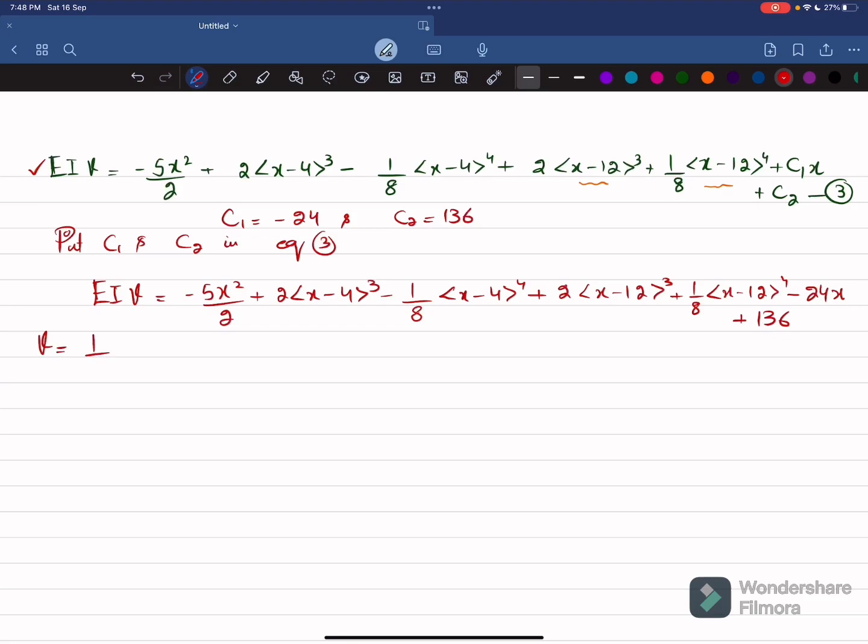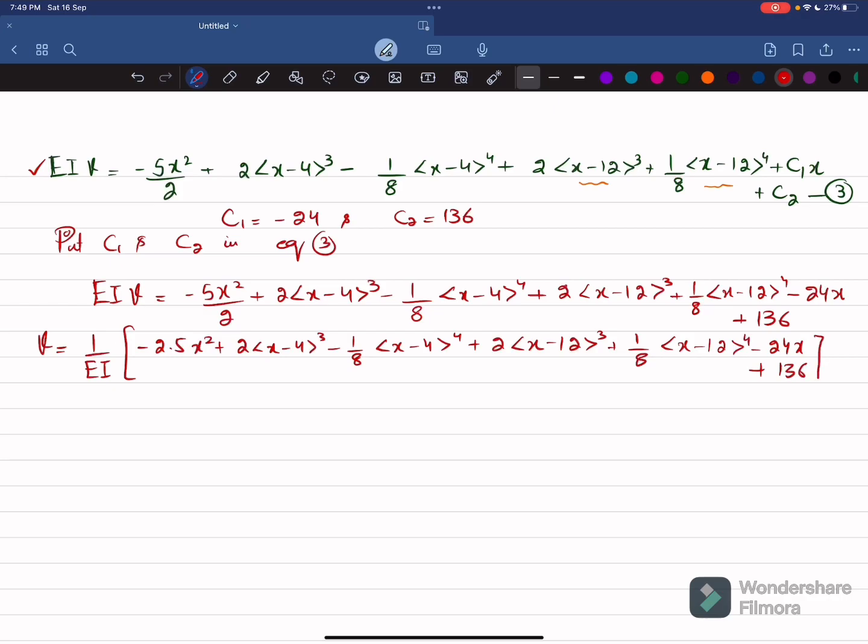Our equation of deflection comes out to be 1 over EI into minus 5 over 2, which is minus 2.5 x squared, plus 2 into (x minus 4) to the power 3 minus 1 over 8 into (x minus 4) to the power 4 plus 2 into (x minus 12) whole cube plus 1 over 8 into (x minus 12) to the power 4 minus 24x plus 136.